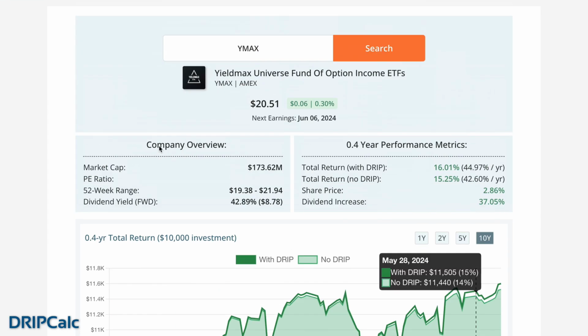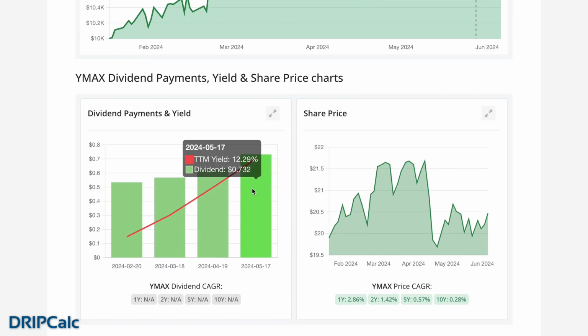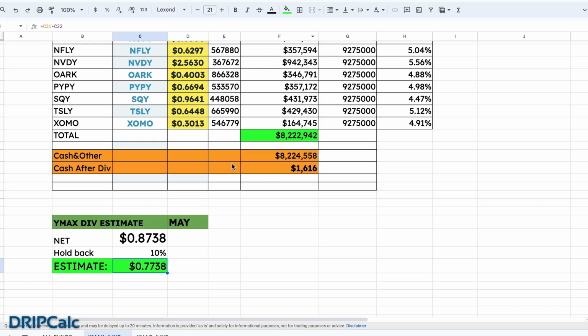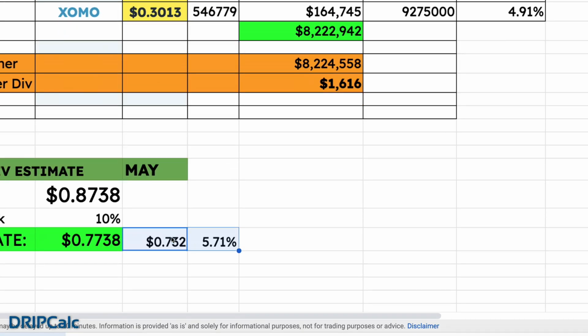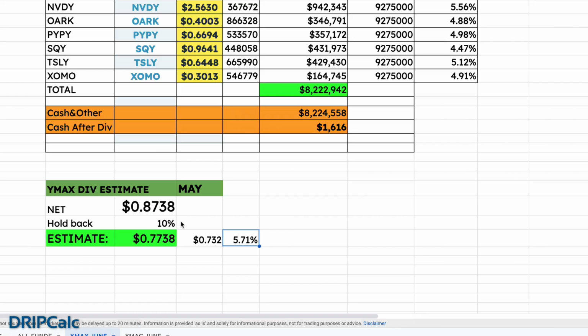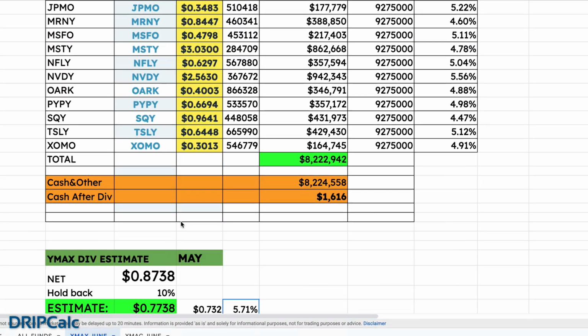Okay, so if we go to this page right here, this is a page for YMAX. Last month they paid 73.2 cents dividend per share. So let's go back to our spreadsheet. I already did the calculation right here. We just got to change the font color. Okay, so the difference between my estimate and last month is a 5.71% increase from the previous month, which is actually amazing. So yeah, I think they will do pretty well.